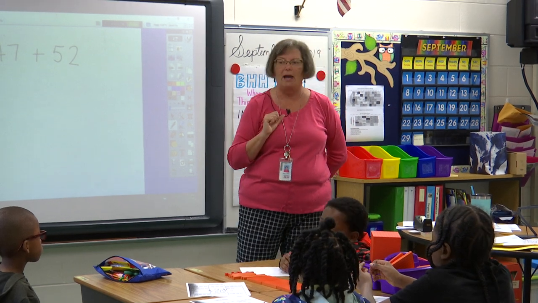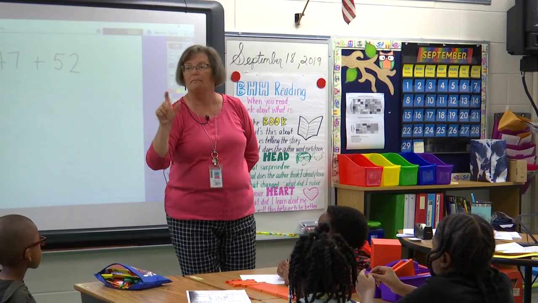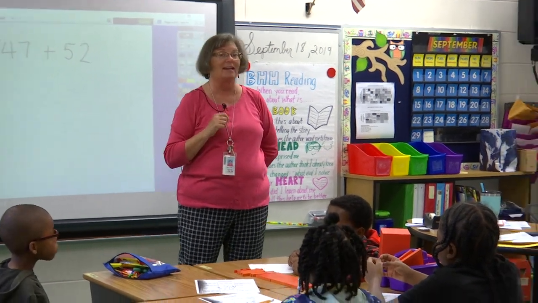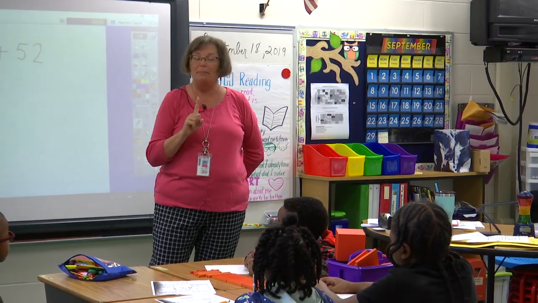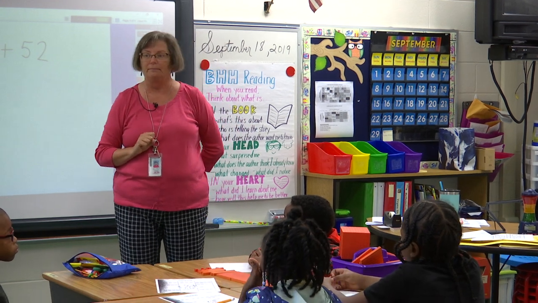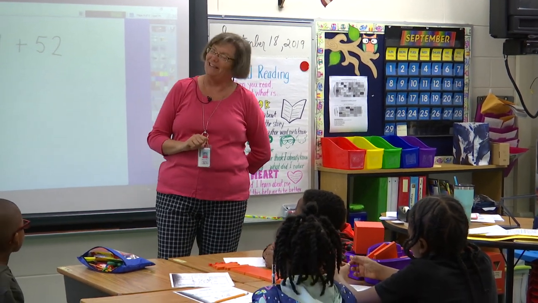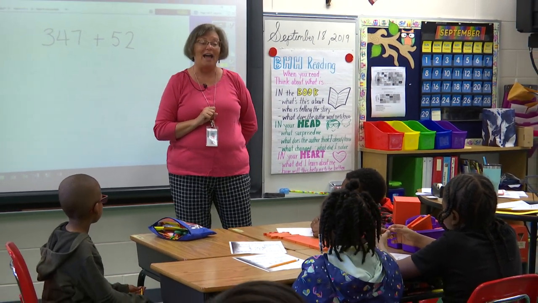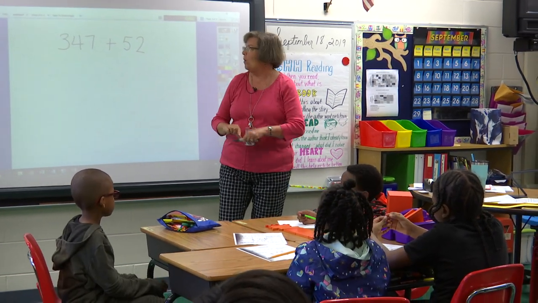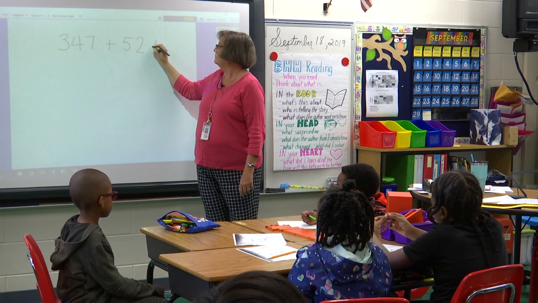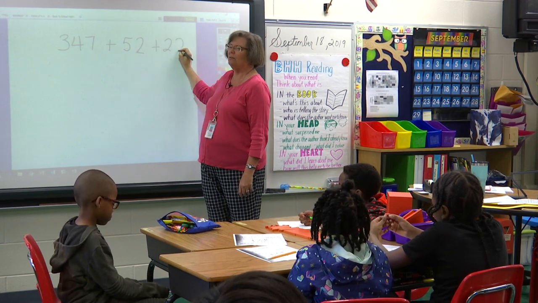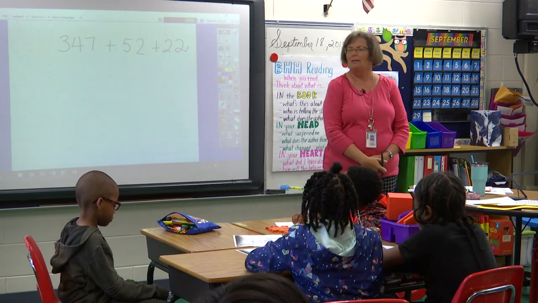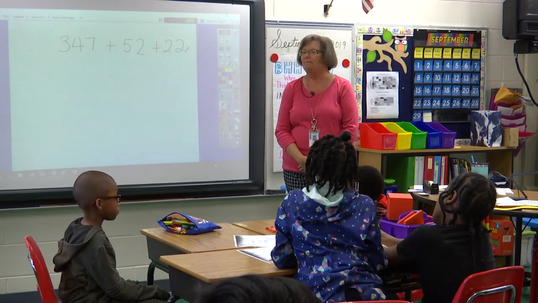How many 10 rods do we have? Nine. How many 1 rods do we have, Kavion? Nine. Can a 9 be in one place by itself? Yes, it can. It can be in its place by itself. If I added 21 more, oh, let's make it 22. If I added 22 more, what would I have to do?